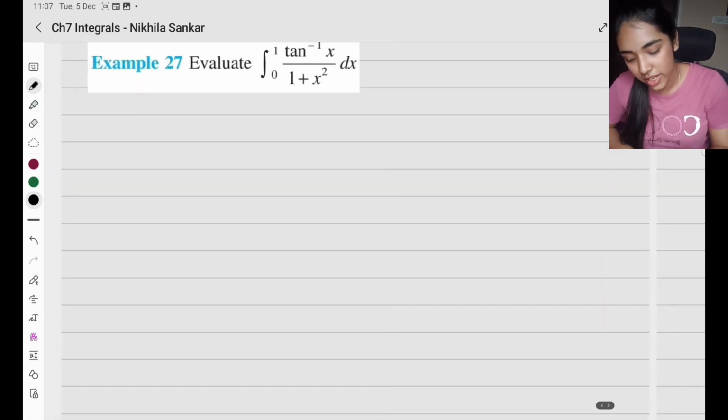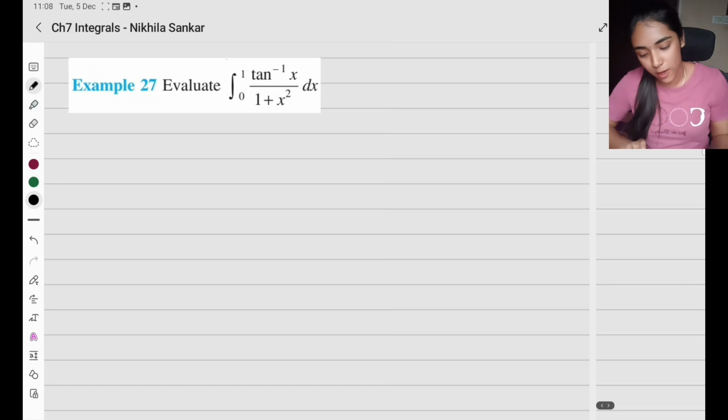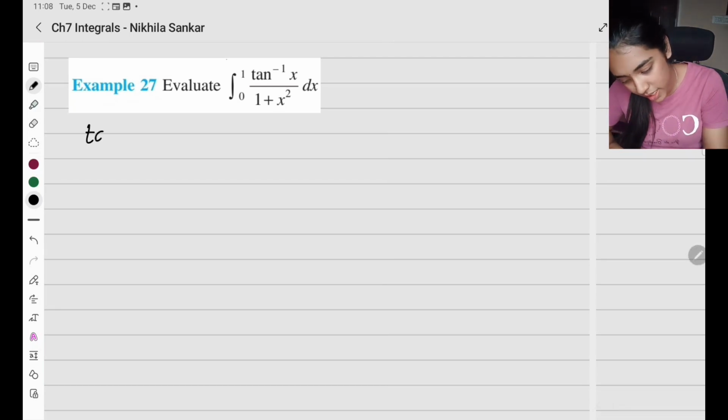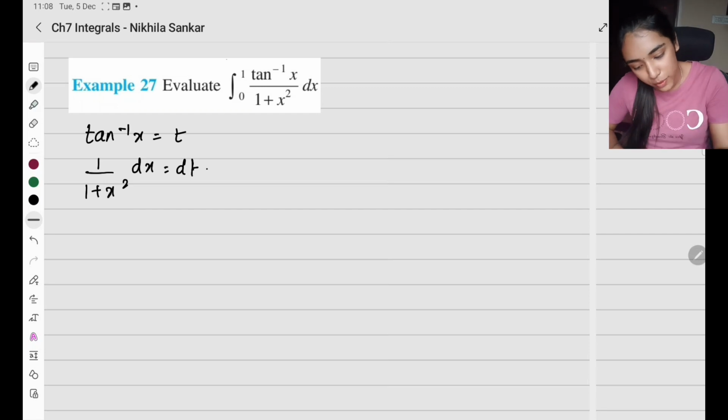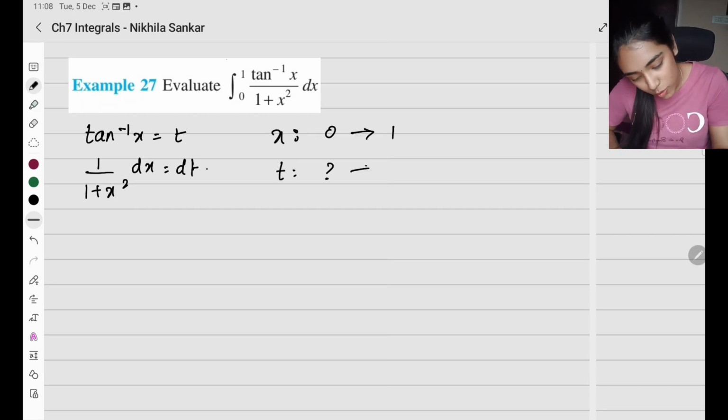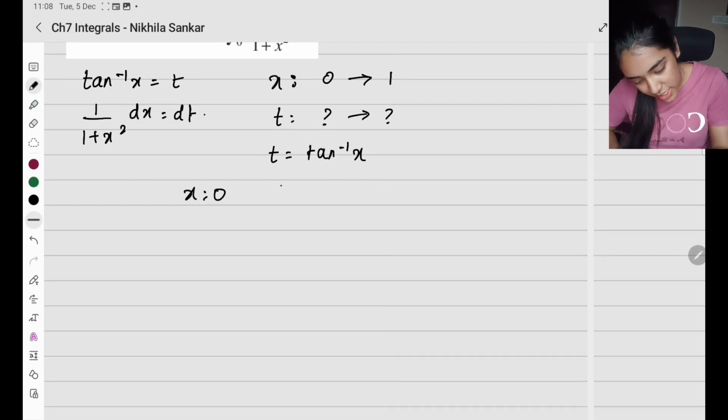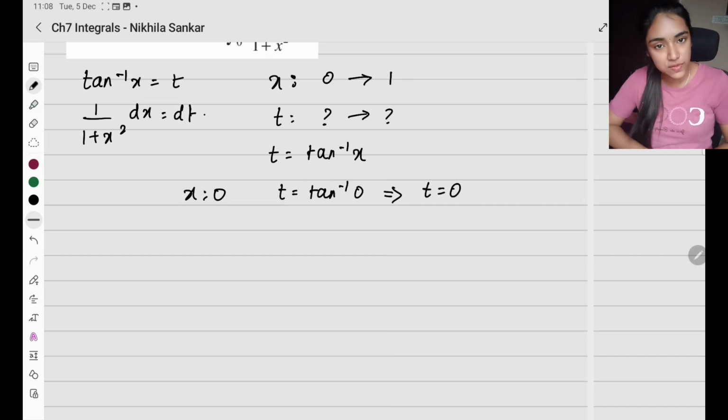Now, let us try example 27 in the way that we learned now. Okay. So now if I substitute, I have tan inverse of x equals t. So 1 by 1 plus x square times dx equals dt. So now the x value travels from 0 to 1. So how does my value of t travel? I know that t equals tan inverse of x. So when x value is 0, I have t equals tan inverse of 0. So from this I have t equals 0. Tan inverse of 0 is 0.